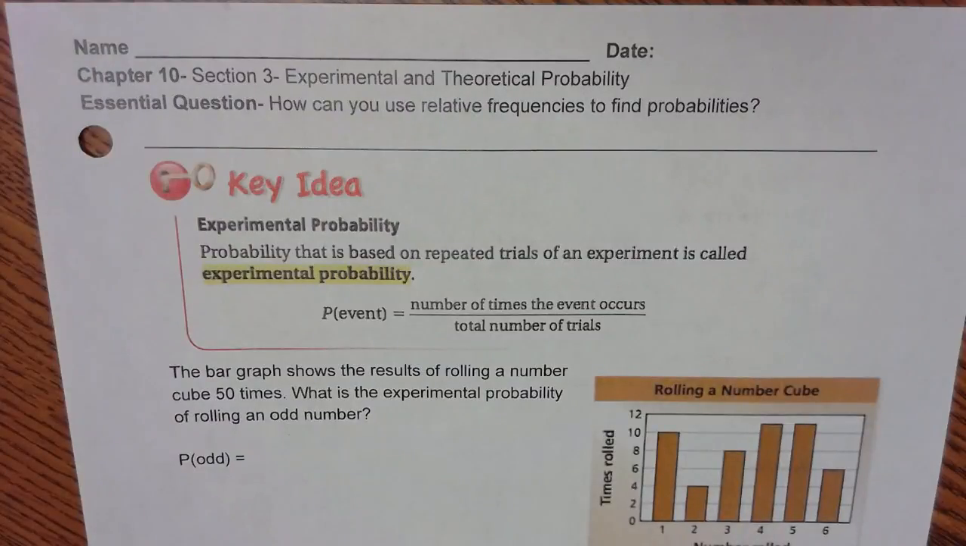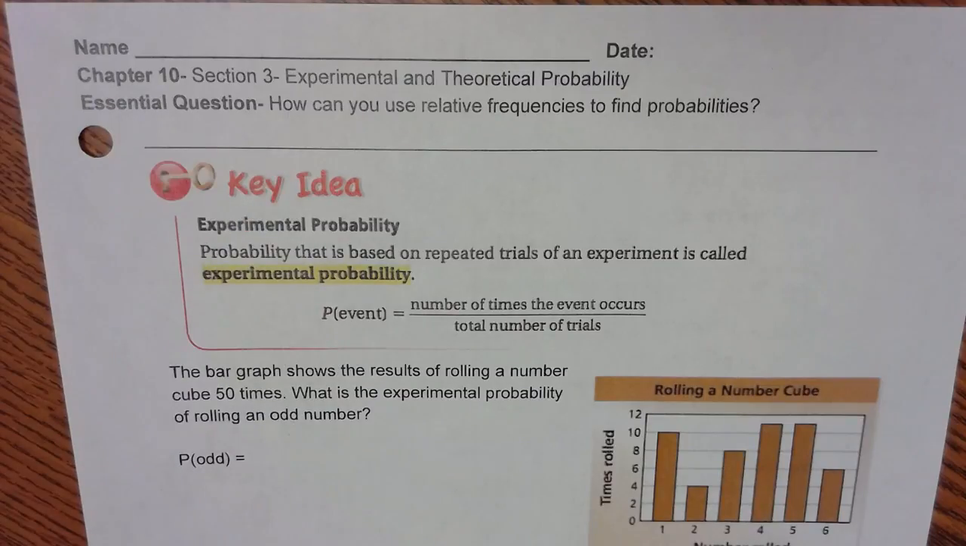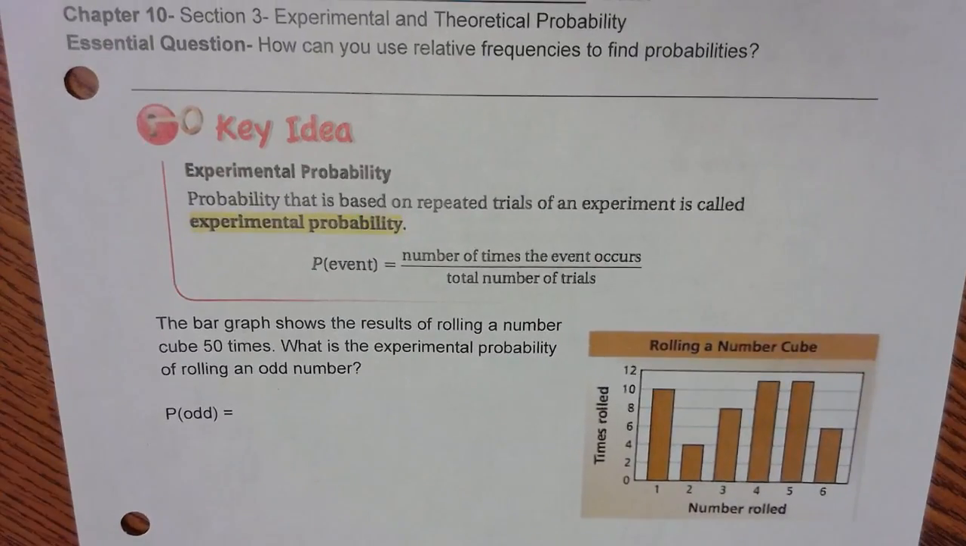So today we are looking at Chapter 10, Section 3, Experimental and Theoretical Probability. The essential question is, how can you use relative frequencies to find probabilities? We're going to break this lesson into two parts, experimental probability and theoretical probability. Our first word is experimental probability, and that is probability that is based on repeated trials of an experiment.